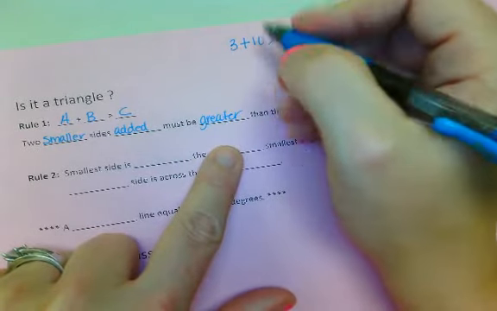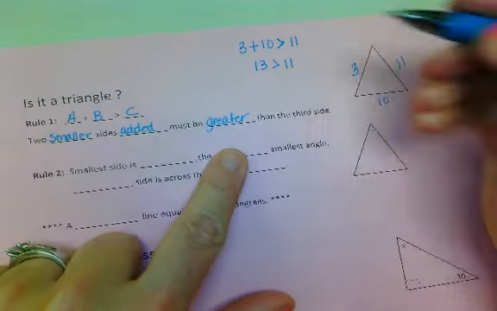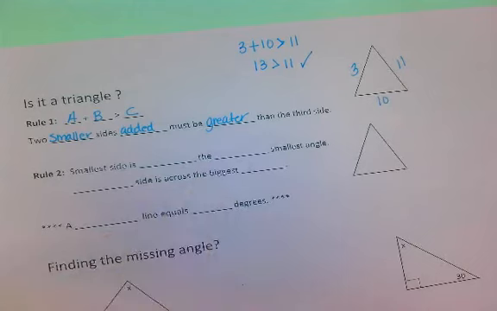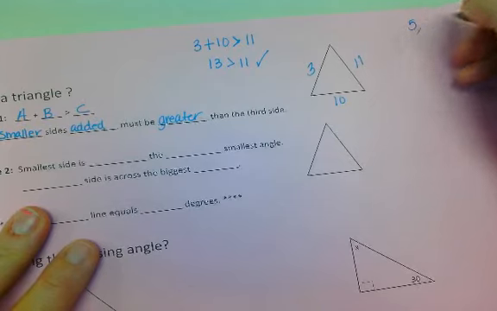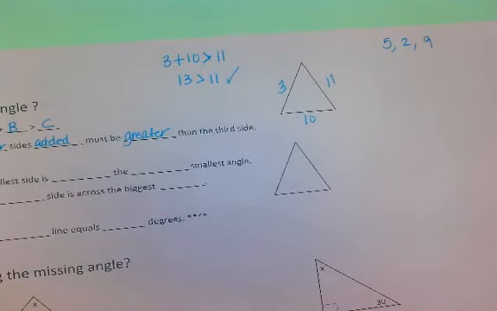Well, let's see. 10 plus 3 is 13. Is 13 greater than 11? Yes. So this is a triangle. But sometimes you won't be given the actual triangle with the sides. You'll just be given numbers like this: 5, 2, 9. So you'll just be given 3 side lengths, and it'll say, is it a triangle?